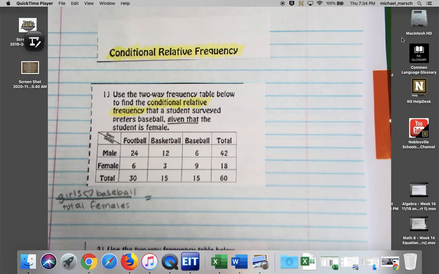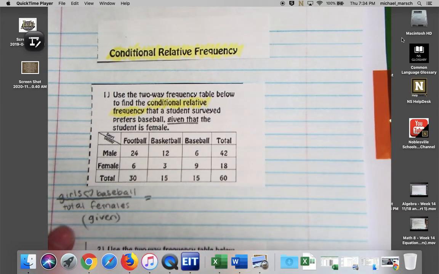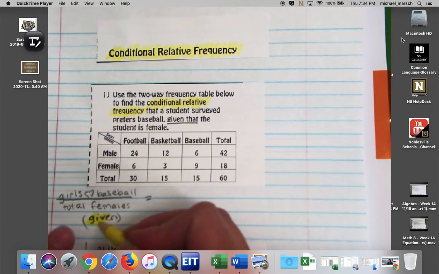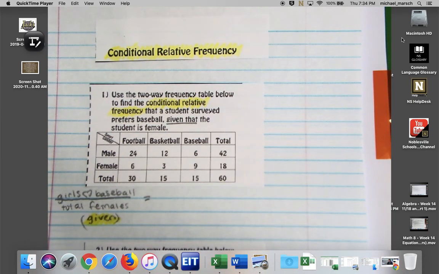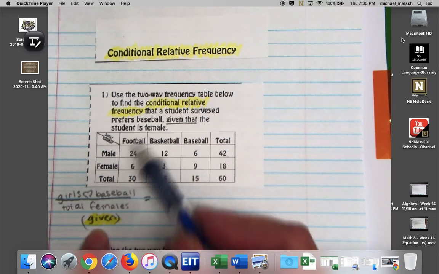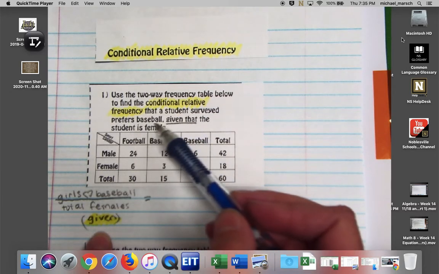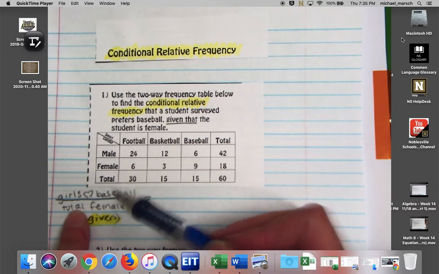Okay, and I'm going to have you write under here, given. And then go ahead and highlight that with your yellow pencil, right? Because that's the one thing that most students forget, is that they get distracted and then they're like, wait, what? Just whatever comes after the word given, student is female, that goes in your denominator, okay? The two categories, baseball and female, go in the numerator.